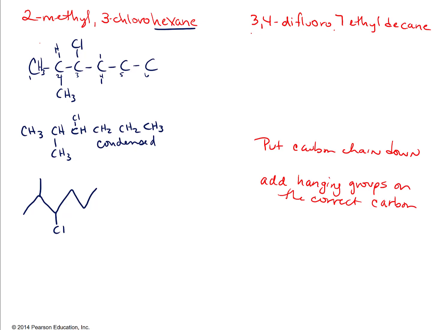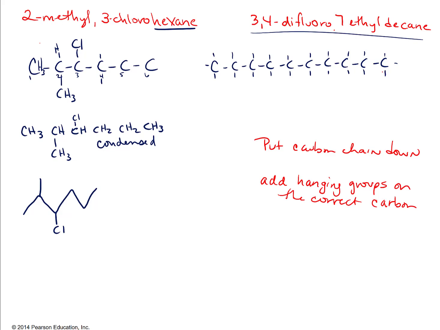Okay? What about this one? 3,4-difluoro-7-ethyldecane. Decane is 10 carbons. 1, 2, 3, 4, 5, 6, 7, 8, 9, 10. So if I was going to do a Lewis structure, I'd have to have all of these, which is why I don't like Lewis structures, because every single carbon is going to have 4 bonds. To put the pieces in: carbon 1, carbon 2, 3, 4, 5, 6, 7, 8, 9, and 10.